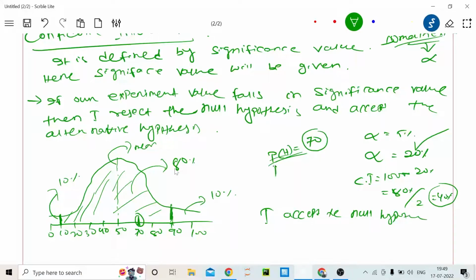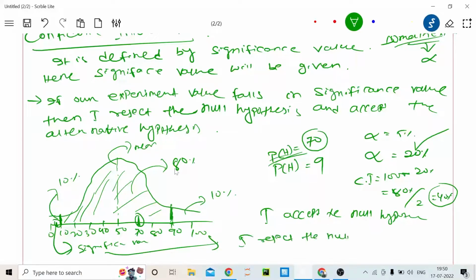Let's say I conduct the experiment and I got a probability of, let's say, 9. Where is 9 falling? 9 is falling from here. This is outside the confidence interval, that means inside the significance value. In that case, what will I do? I reject the null hypothesis. This is all the concept of confidence interval and significance value.